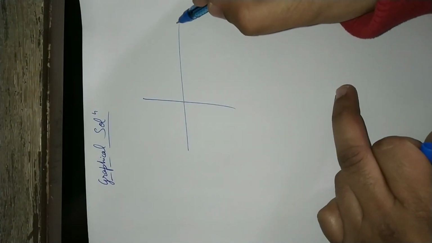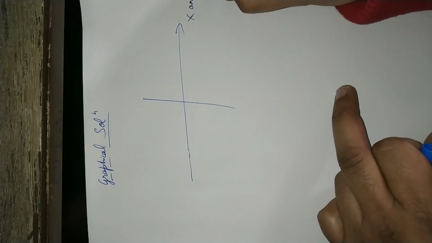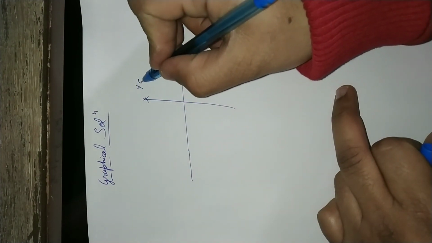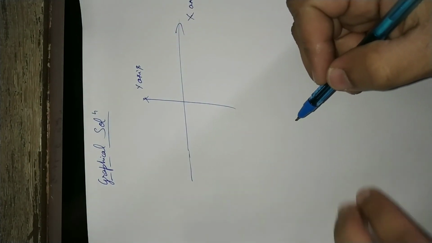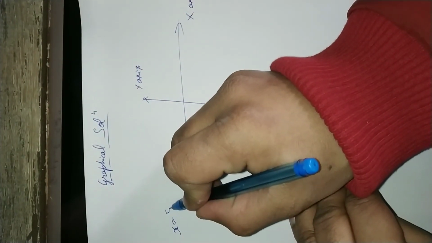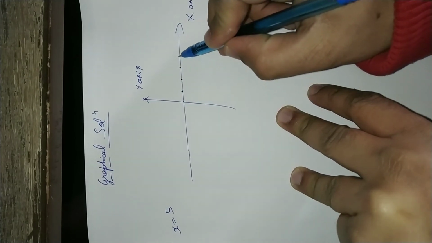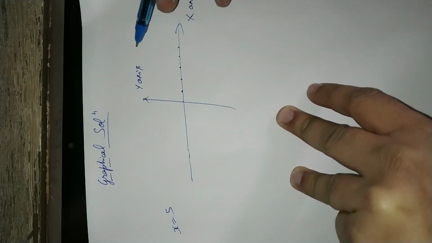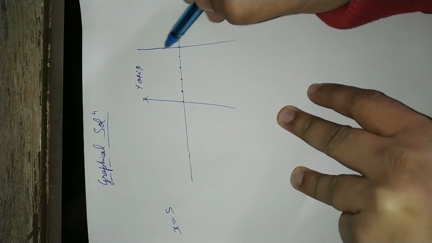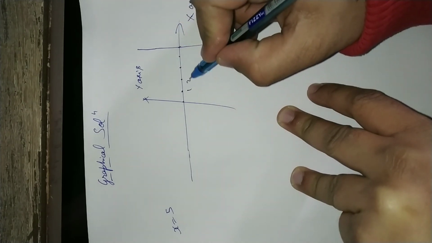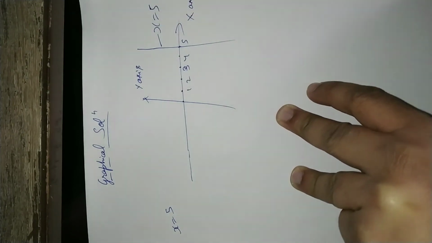Suppose this is your x-axis, this is your y-axis, so your first question is x is equal to 5. Starting from here 0, 1, 2, 3, 4 and 5. So this is the line parallel to the y-axis at point 5. So this is your x is equal to 5.